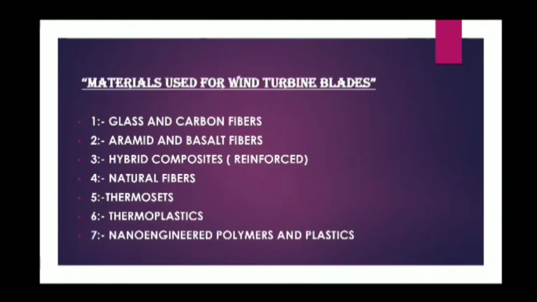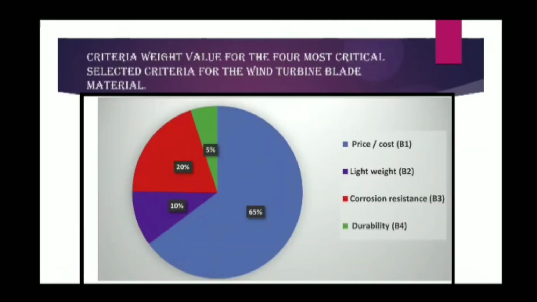Materials used for wind turbine blades: glass and carbon fibers, aramid and basalt fibers, hybrid composites, reinforced natural fibers, thermosets, thermoplastics, nano-engineered polymers, and plastics. Criteria: weight values for the four most critical selected criteria for the wind turbine blade material. The green part is durability, which has 5%, and the red part is corrosion resistance at 20%.